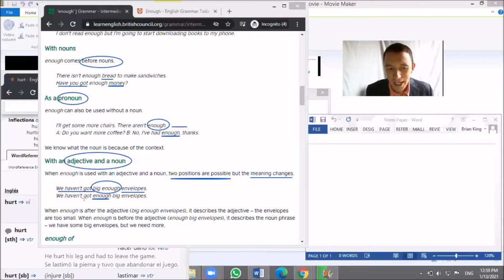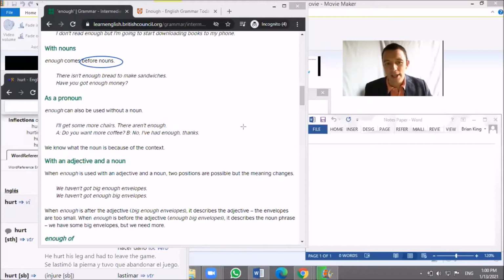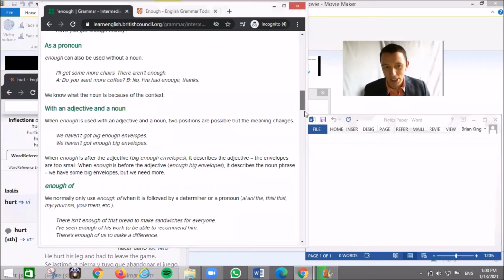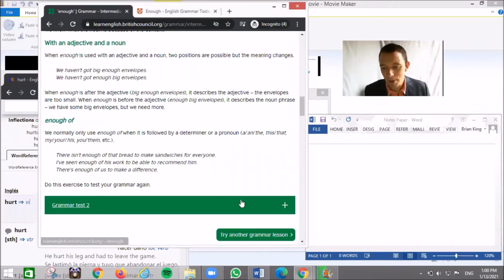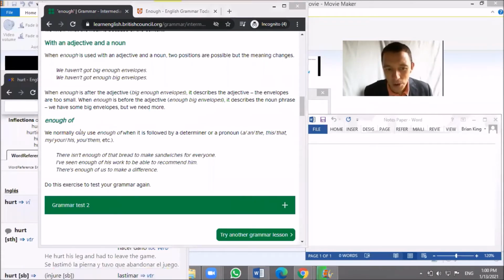So when enough is after the adjective, as we said, big enough, it describes the adjective. And that's the perfect explanation here as well. And then the final part, I'll just clear the color so we can move down the page. The last combination is enough of. And we normally only use enough of when it is followed by a determiner or a pronoun.